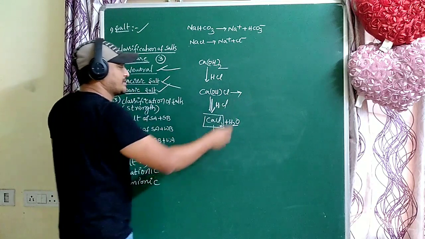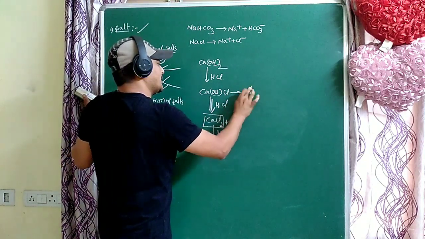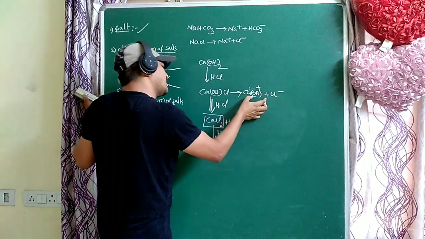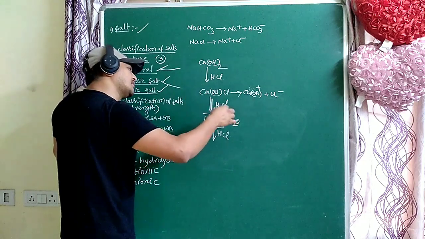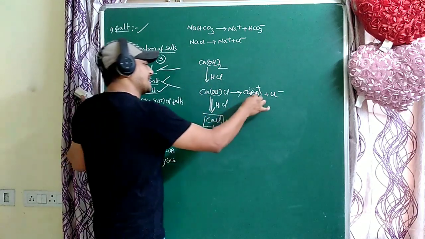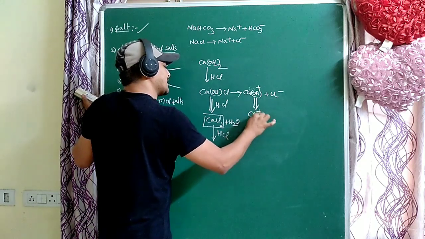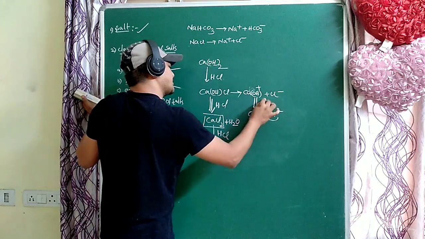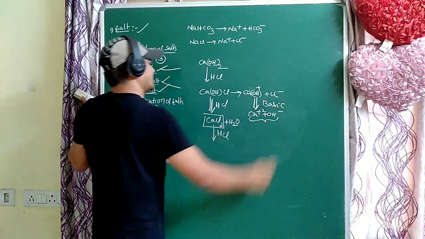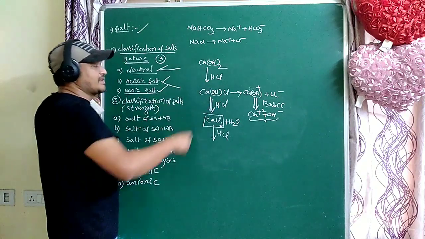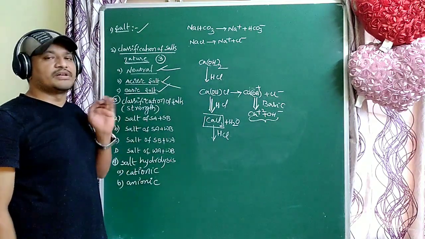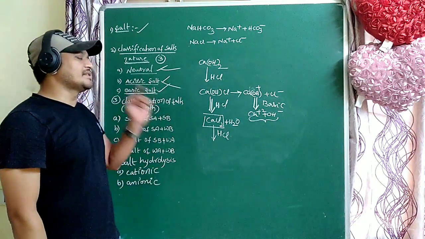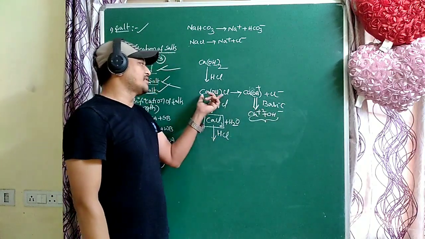In first ionization, it does not give any H plus or OH minus, that's why this is a salt. Then is the salt neutral, acidic, or basic? In the second ionization it gives OH minus, that's why this is the basic salt. How do we say it is a salt? Because in first ionization it does not give any H plus or OH minus. In second ionization it gives OH minus, so it is a basic salt.